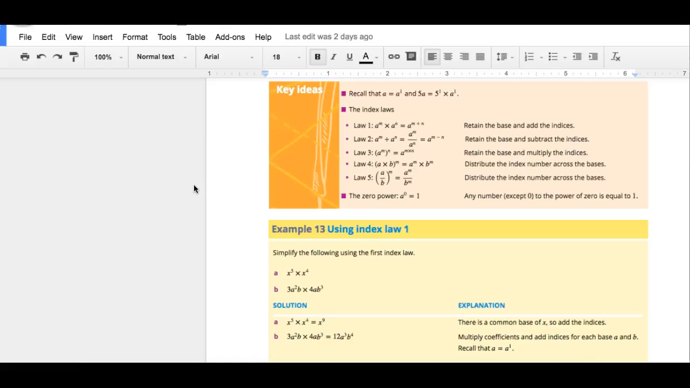When we return next term, we'll do a little bit more revision of it, but we'll also be looking at negative indices and fractional indices, and they're extremely important if you are heading into methods.